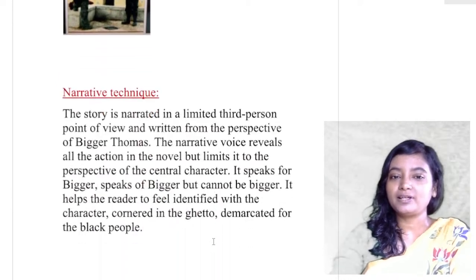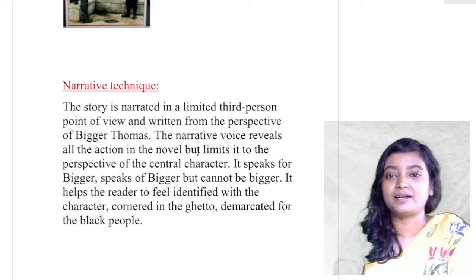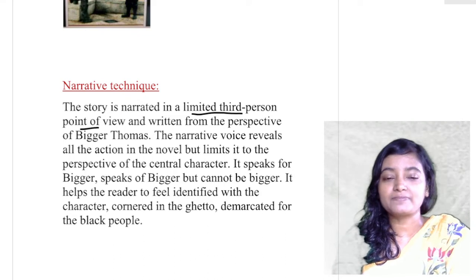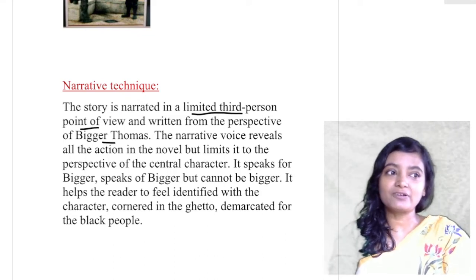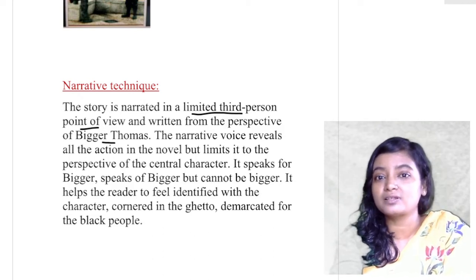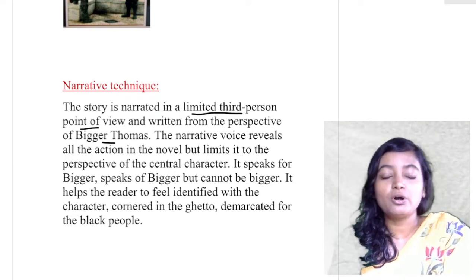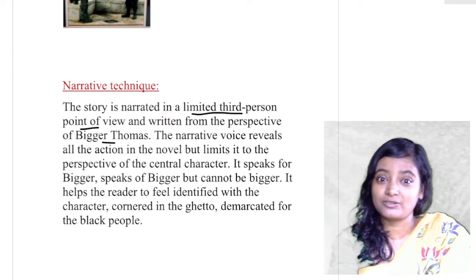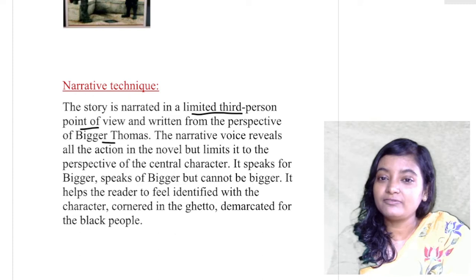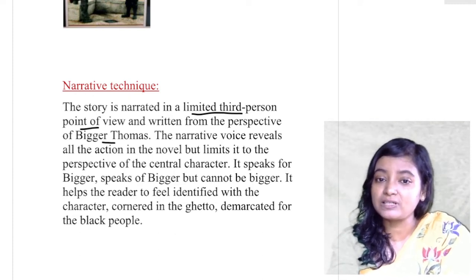Now we will talk about the narrative technique of this novel. The story is narrated in limited third person point of view, and it is written from the perspective of Bigger Thomas. Here the focus is on Bigger Thomas. We are introduced to Bigger Thomas through this third person point of view. We know everything about him, what he is thinking, what he is doing, what he is planning, through this narrative technique. The narrative voice reveals all the action in the novel but limits it to the perspective of the central character.